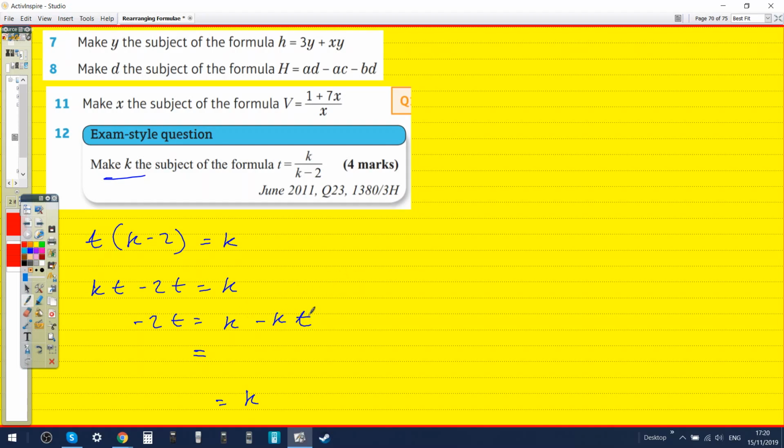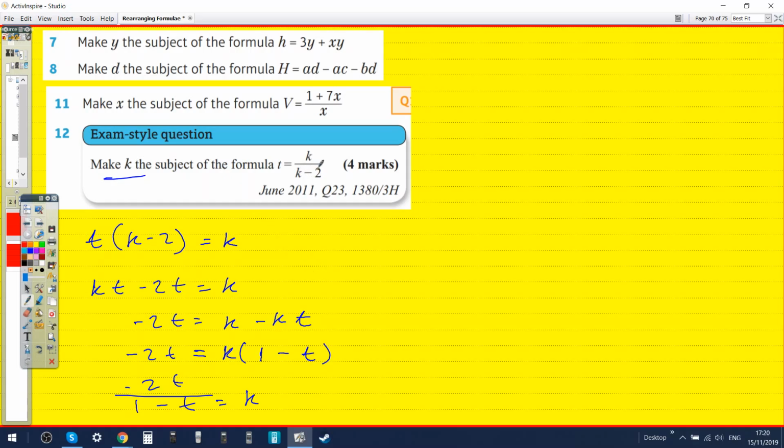So we now have the k's on one side by themselves. Do we put it in a bracket? Yep. So k, open brackets, 1 minus t. Okay, and then divide by 1 minus t on both sides. And what do you get? Minus 2t over 1 minus t.